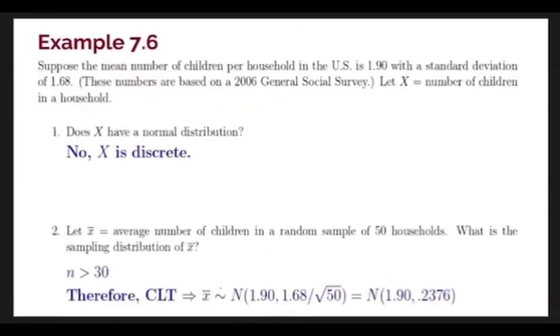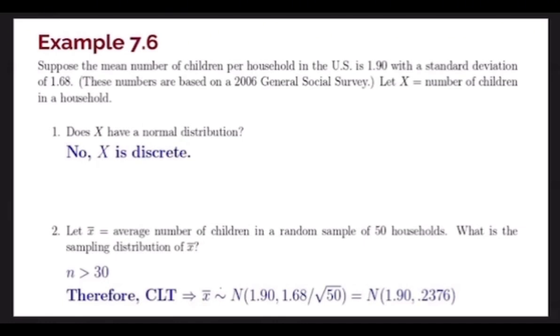Now I want to go into more examples. Suppose the mean number of children per household in the United States is 1.90 with a standard deviation of 1.68. The numbers are based on the 2006 General Social Survey. Let X be the number of children in a household. And the question asks, does X have a normal distribution?